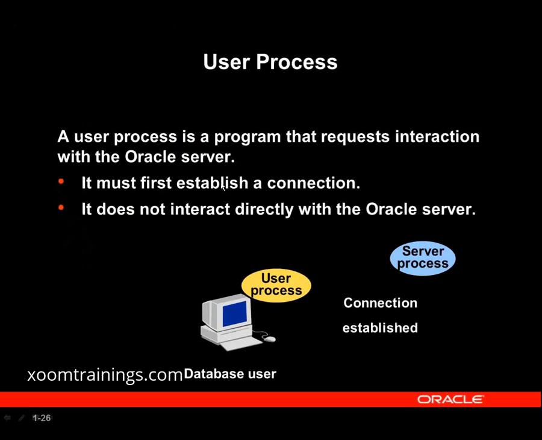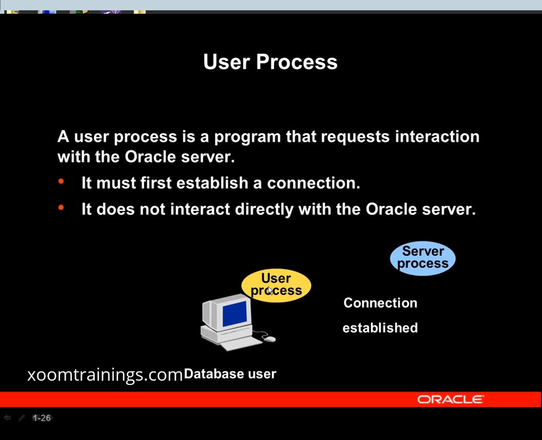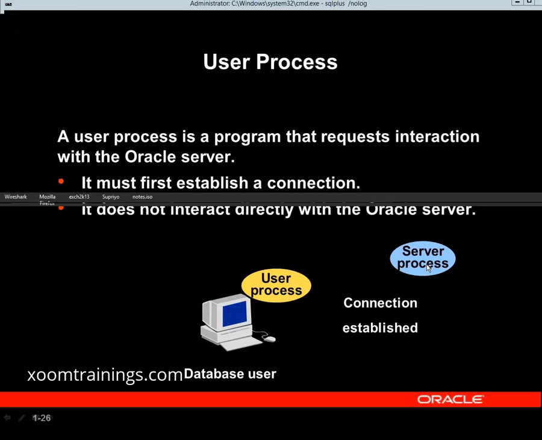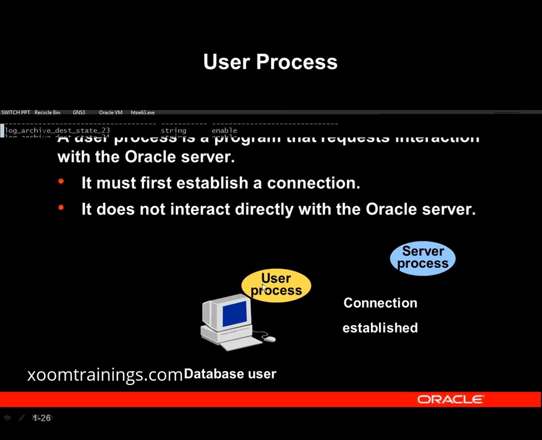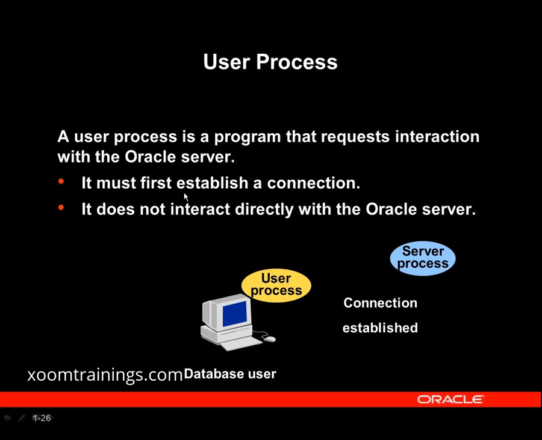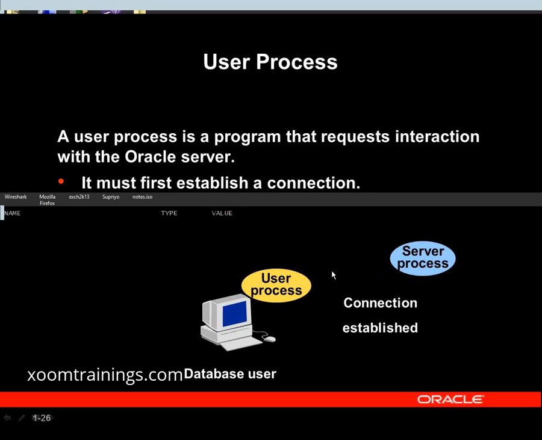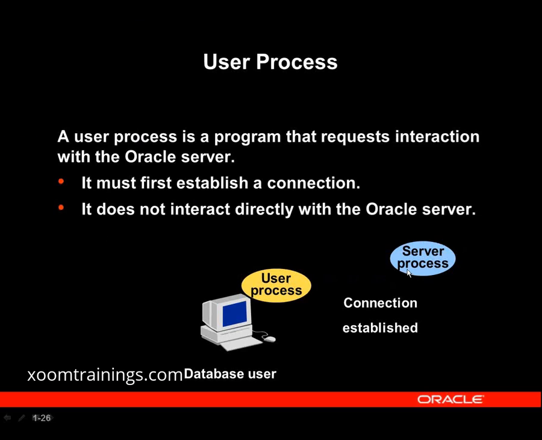Now let's see how the user process and server process interact with each other. A user process is a program that requests interaction with the Oracle server. So when we connect with the database, we cannot connect directly with the instance. There is an intermediate process, the server process, which fulfills calls generated from the user process. So let's see how it must first establish a connection. When we want to connect with the database instance, our connection goes through the server process.